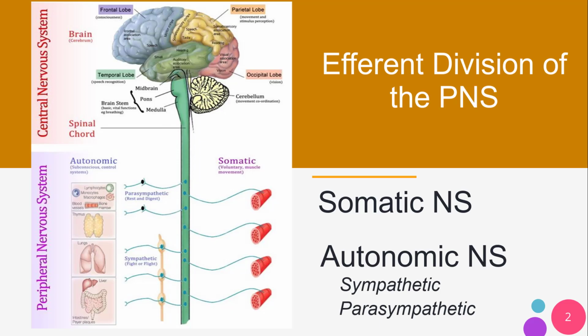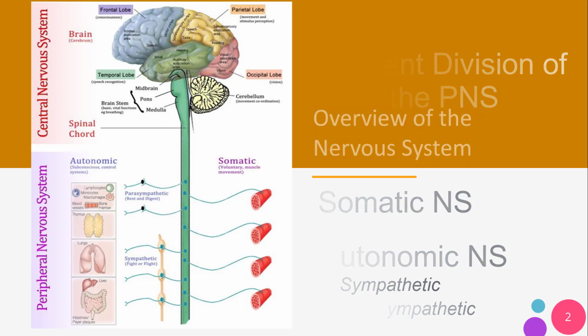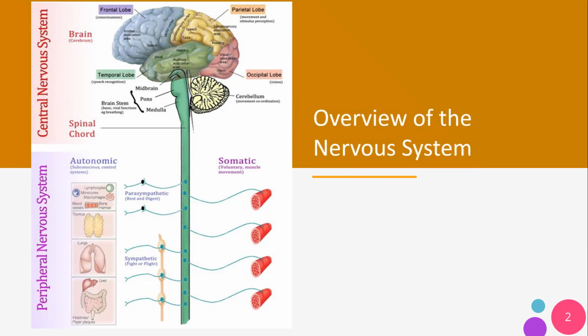Sympathetic ANS has stimulatory effects, and it will trigger the fight or flight response, while the parasympathetic ANS has a relaxing effect, and it triggers the rest and digest response.